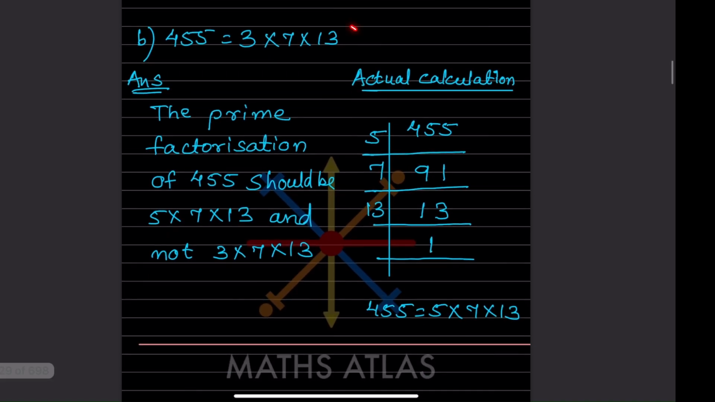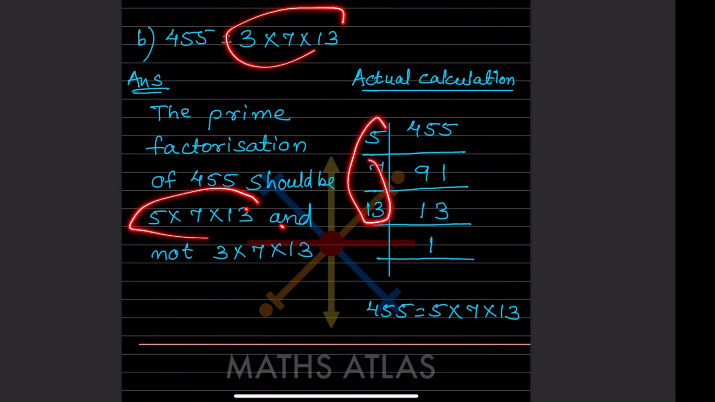Now again, they have given the factors and we have to check with the actual calculation. Can you see here? When you start here, this one is not possible by 3. Because see, 455, if I am doing it by 3, 3 ones are 3, then 15, 3 fives are 15, but the remaining is 5. So this is not possible by 3, only possible by 5. 5 and then 5, and then 7 and 13. So you can check it, and they have given 3 here. So they said the prime factorization should be this one and not this.